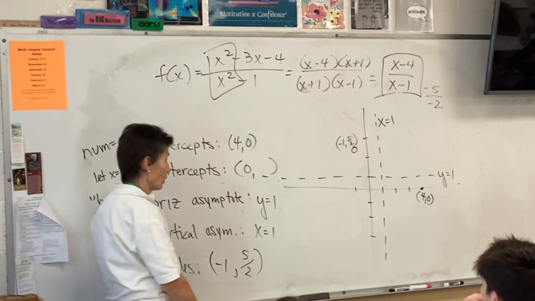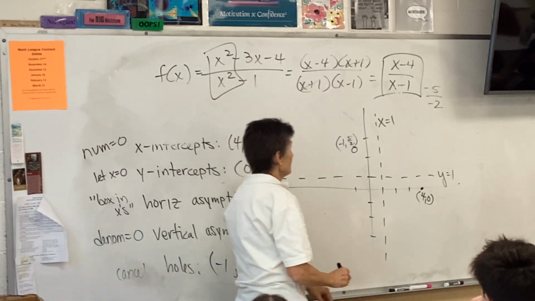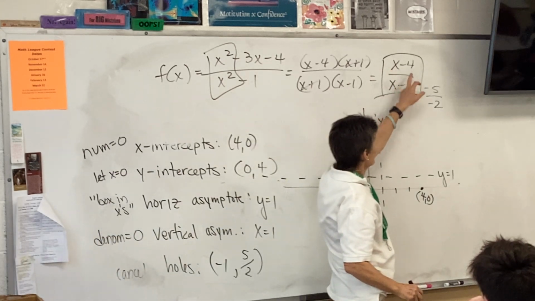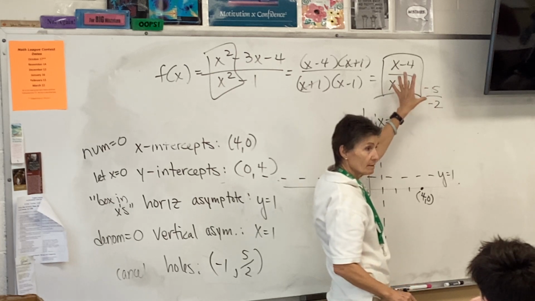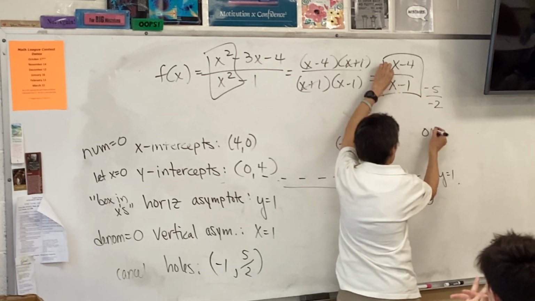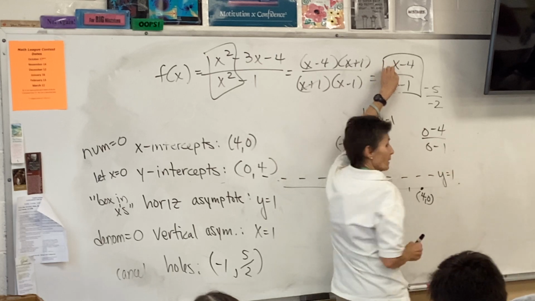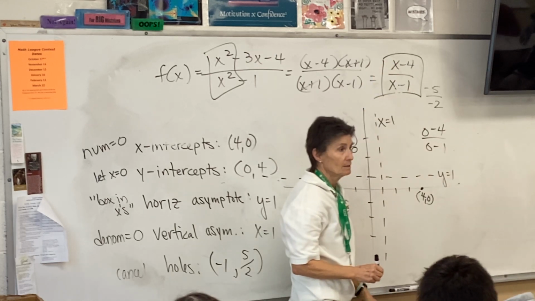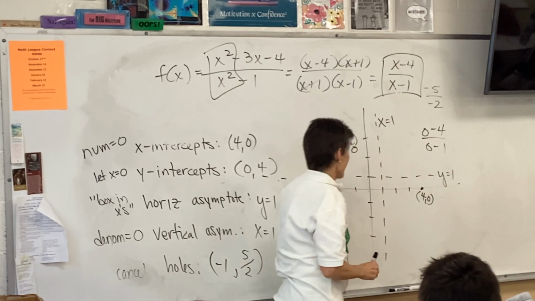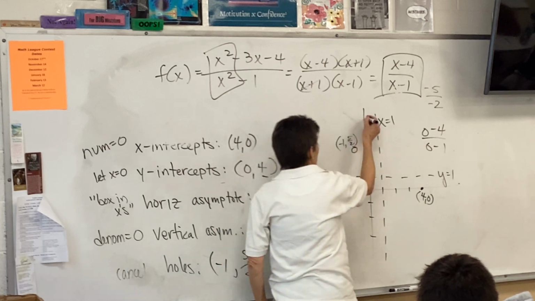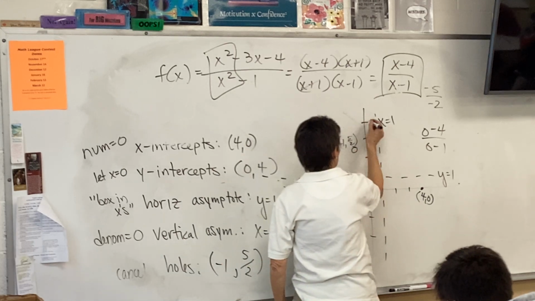So it's just 4. You put in 0, it's negative 4 over negative 1. Just put 0: 0 minus 4 over 0 minus 1. Figure that out. So 0, 4 is up here. That's 1, 2, 3.